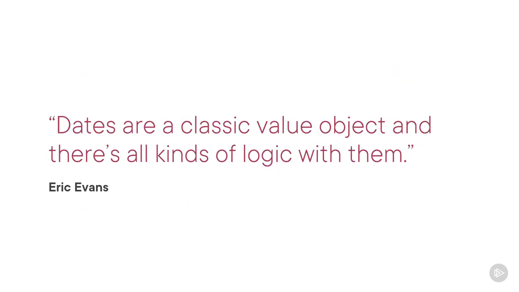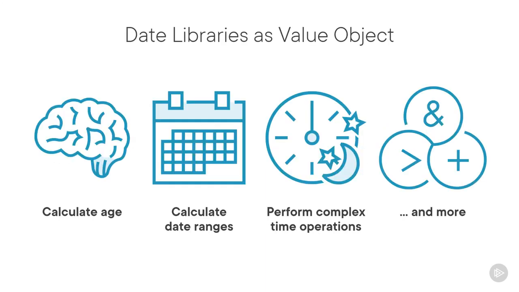Eric also called out date libraries as a good example of a value object. They perform common functions on dates, so we don't have to keep coding them ourselves in our entities or services. For example, a date library could be used for calculating a person's age from their birth date. As long as the library causes no side effects to the date in question, it can work well as a value object.